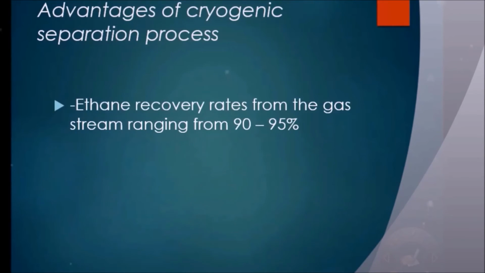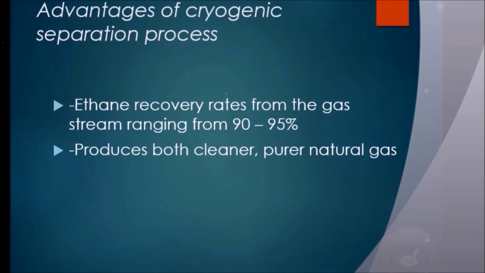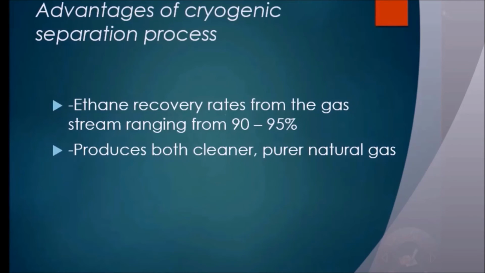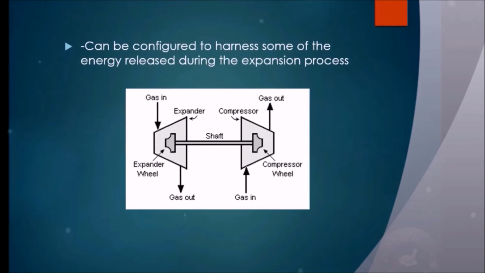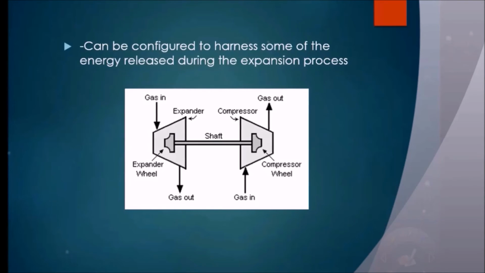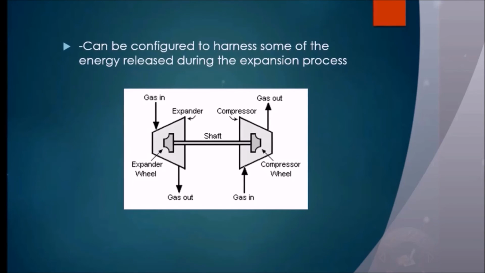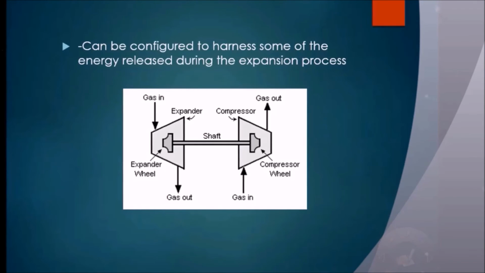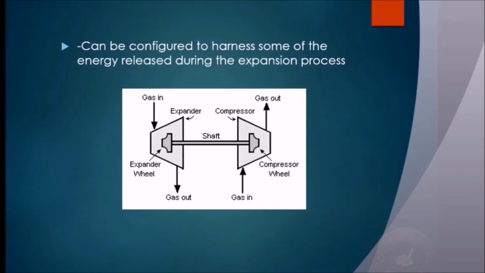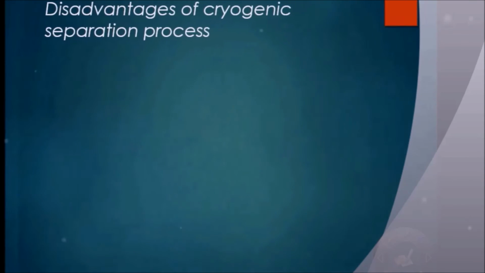There are a few advantages of this process, which is the ethane recovery rate from the gas stream ranging from 90 to 95%. Cryogenic separation is typically one of the most efficient methods of natural gas liquid extraction. The extraction of natural gas liquid from the natural gas stream produces both cleaner, purer natural gas as well as the valuable hydrocarbons that are the natural gas liquid themselves. The expansion turbine used in the process can be configured to harness some of the energy released during the expansion process to recompress the gaseous methane effluent, which ultimately results in lower energy costs.